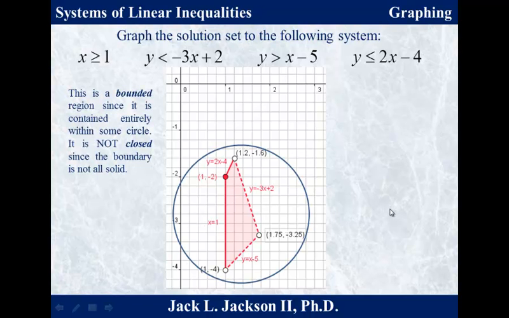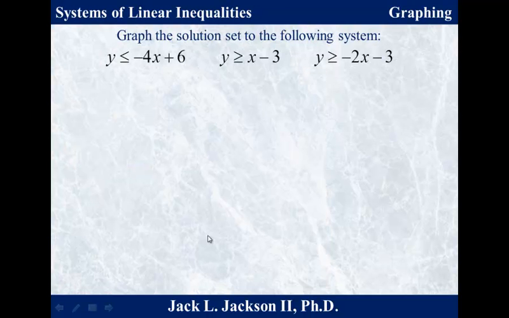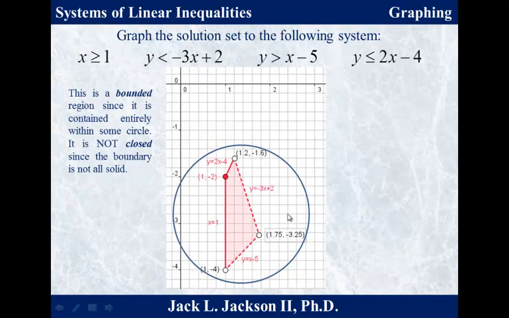Now you may notice that this is what we would call a bounded region. A bounded region, you can draw a circle around the entire thing, and the entire graph is contained in the interior of some circle. Might be a big circle, but some circle. It's not, however, what we call closed, because it has these open edges here. So for it to be closed, you'd have to have a solid boundary all the way around.